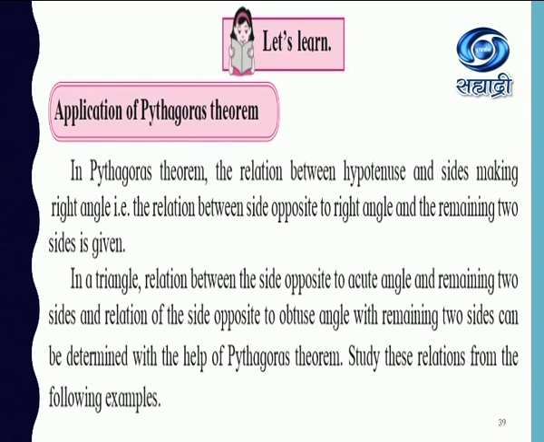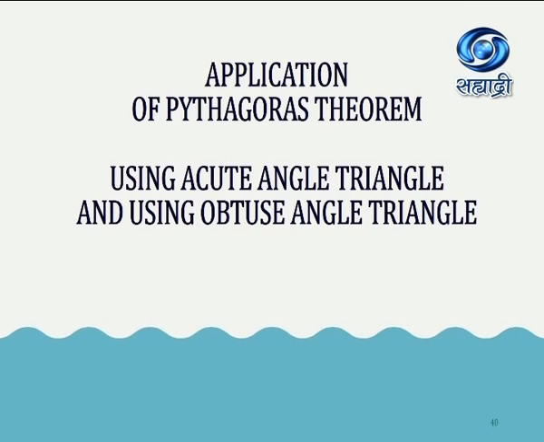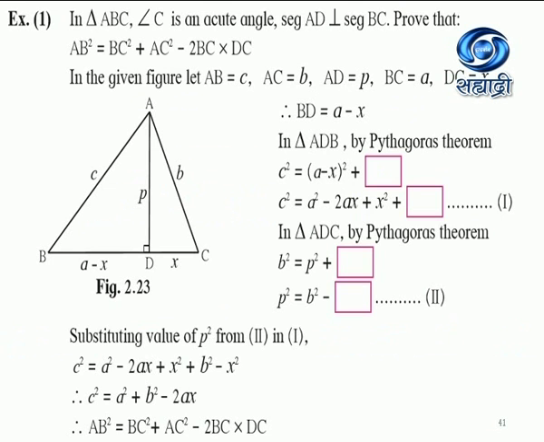Be it any type of triangle, we can apply Pythagoras theorem and solve the problem. Now let us see how. So, application of Pythagoras theorem using acute angle triangle and using obtuse angle triangle. Here in this particular diagram, angle C is acute angle. In triangle ABC, angle C is acute angle.